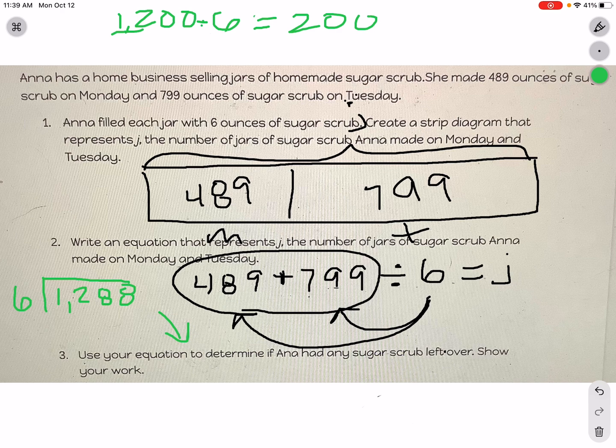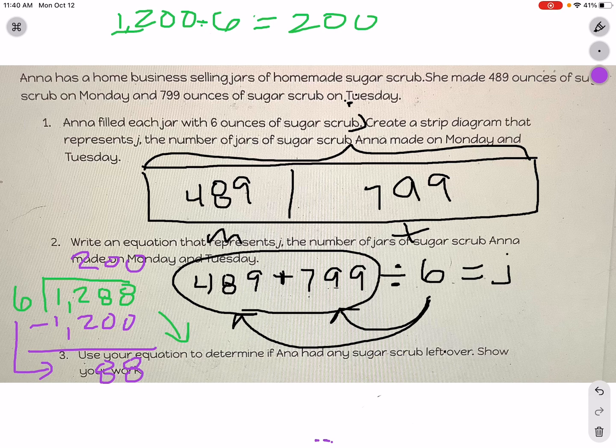So we know that 6 times 200 will give us 1,200, and that's less than the 1,288. So I'm going to start just by putting, and I'm going to do it in a different color, I'm going to put a 200 up here on the top. 200 times 6 is 1,200. We're going to subtract, and what are we left with? We're left with 88. Now I have to figure out how many times can 6 go into 88.